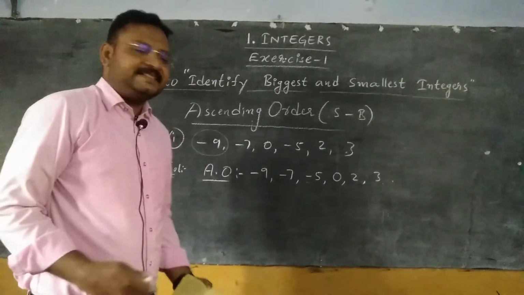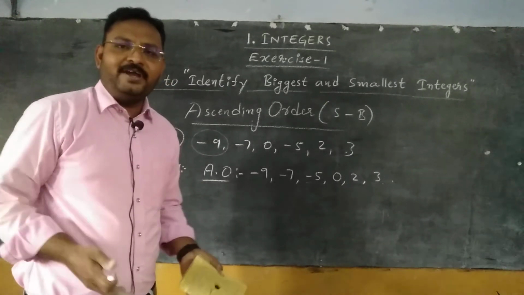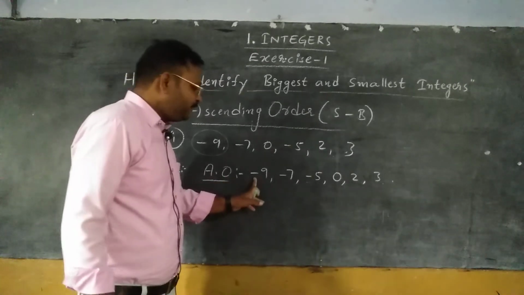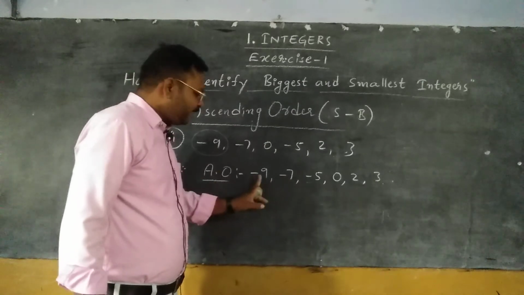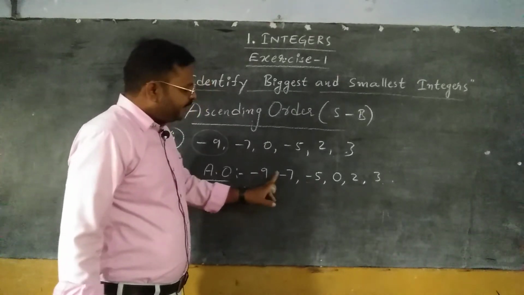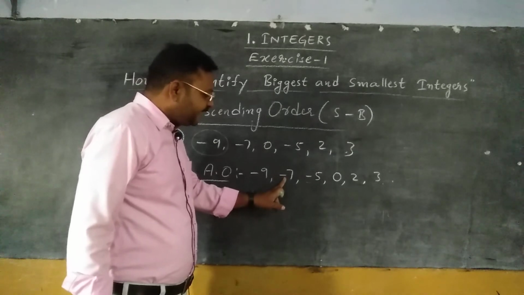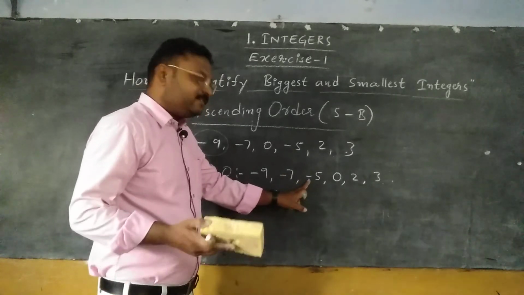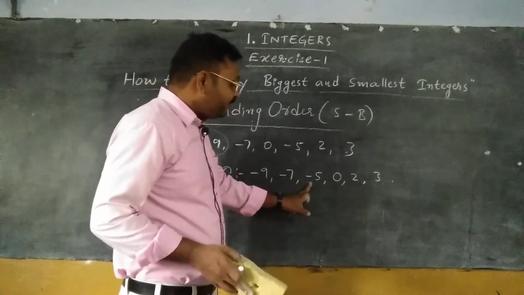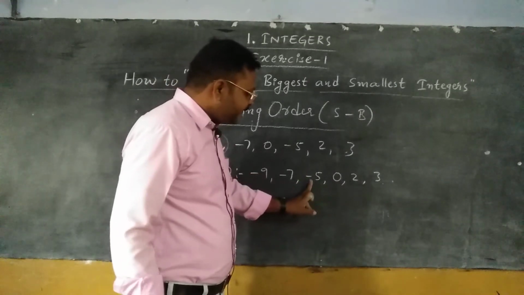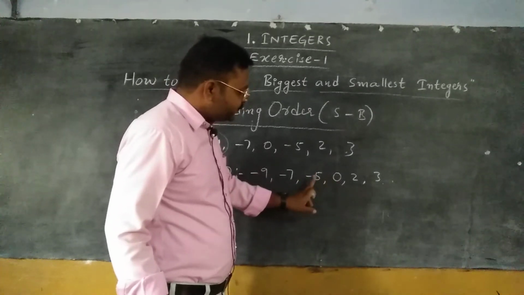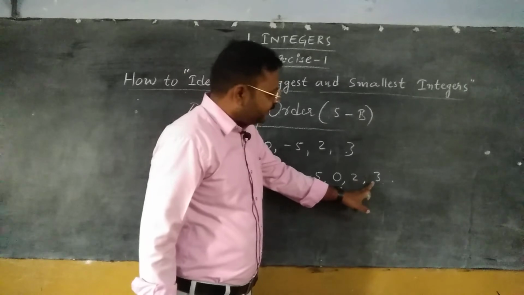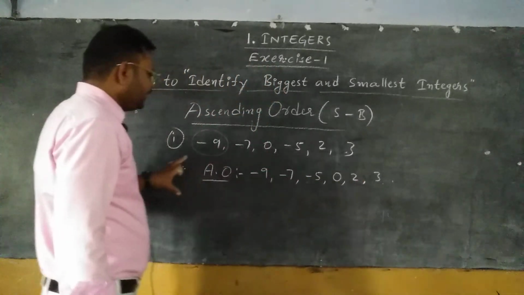You can check all these numbers by drawing a number line again in your classwork notebook. -9 is on the left side of -7, so -9 is smaller and -7 is bigger. -7 is again left of -5, so -7 is smaller and -5 is bigger. -5 is left of 0, so -5 is smaller and 0 is bigger. 2 is bigger, and 3 is more than 2. So this is about ascending order.